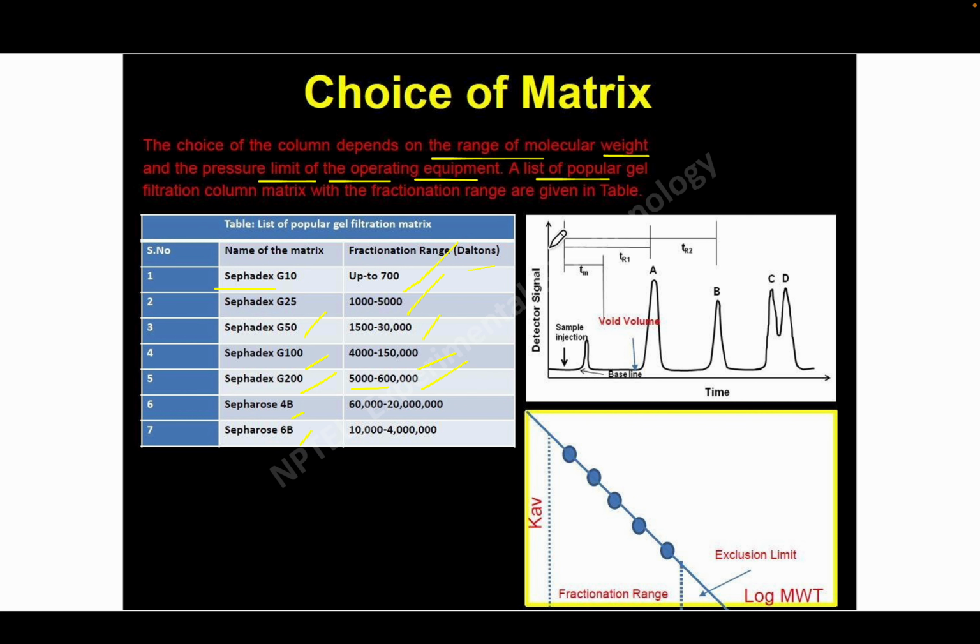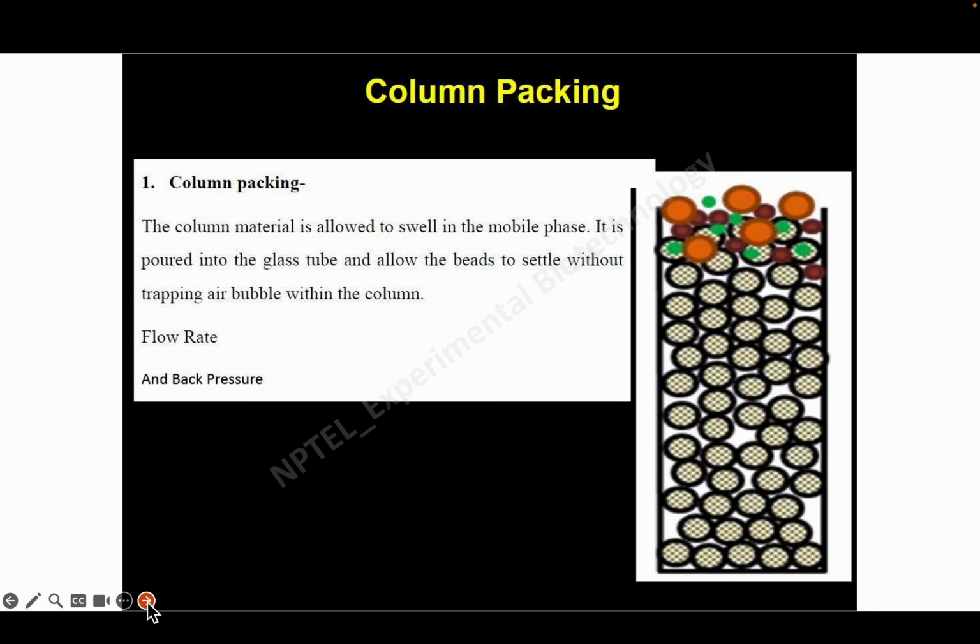So this is the sample. This is again the detector signal and time. This is where you loaded the sample, and then you are getting a baseline until then. This is the void volume, and gradually you will be having your elution samples. Then you can plot these graphs as a curve also, according to your exclusion limit and fractionation range. So then we'll move forward.